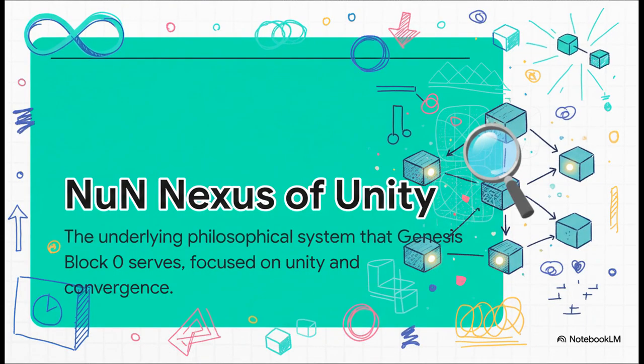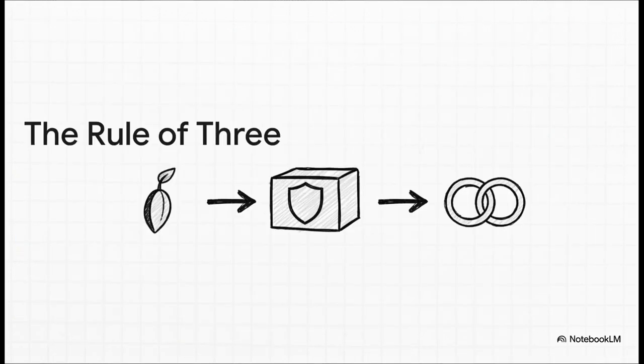The block itself exists to serve something called the new Nexus of Unity. So think of this as the big picture belief system it represents. Genesis Block 0 isn't just an expression of this philosophy. It's designed to be its literal foundational cornerstone, a permanent digital anchor for a whole cathedral of ideas. And at the heart of this entire system is what's called the Rule of Three. It's this simple but powerful process: generation, which is like the seed of a new idea; then stability, which is the structure that protects that idea; and finally equilibrium, that final state of perfect interconnected balance.